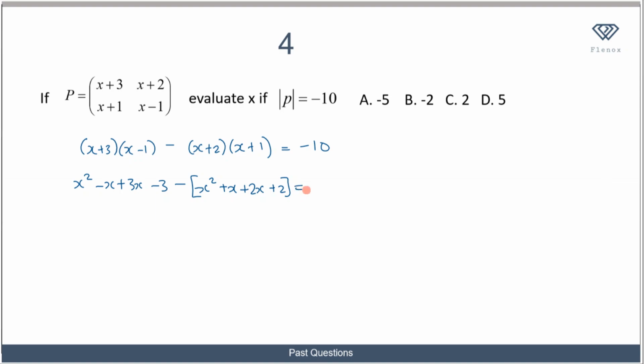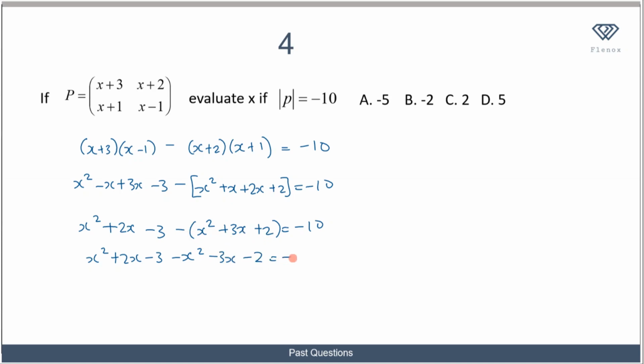And I'm told that this is equal to minus 10. So what do I have? I have x squared plus 2x minus x plus 3x plus 2x minus 3, then minus into bracket x squared plus x plus 2x gives me plus 3x, then plus 2, is equal to minus 10. So if I expand the minus, this becomes minus x squared. Minus 1 times plus 3x gives me minus 3x. And minus times plus gives me minus 2, is equal to minus 10.